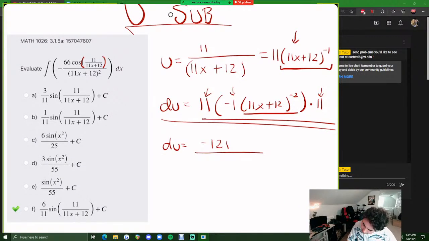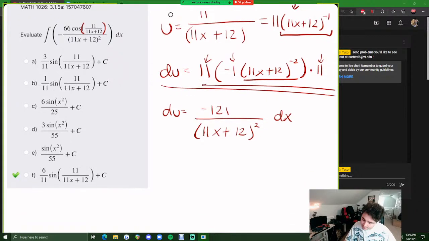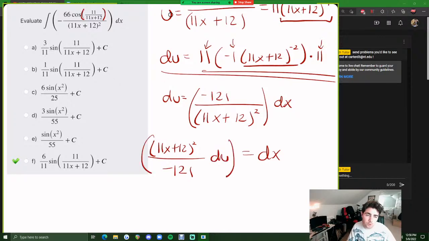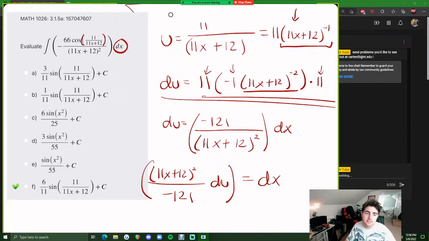And then I would take this that is raised to the negative 2, and I'd throw it in the denominator as 11x plus 12 to the positive 2. It helps to tack on dx, and then our next step usually is to solve for this dx, or get dx by itself on the right side, which means we have divided by this whole quotient, but dividing by this quotient is the same as multiplying by the reciprocal. So I'm going to multiply by 11x plus 12 squared over negative 121, and that's being multiplied by du. So this is what we will sub in to this little dx up there.